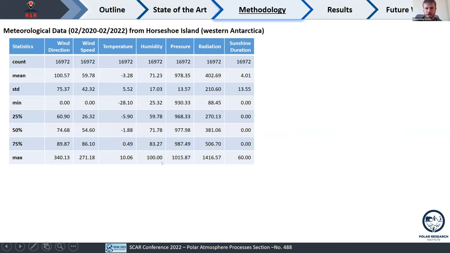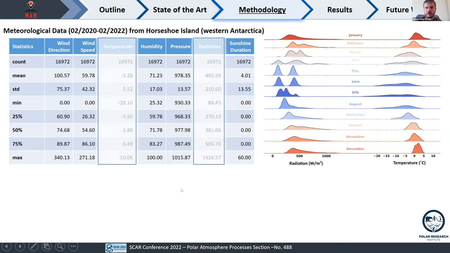And here are some descriptive statistics for each parameter. If we go into temperature and radiation, for instance, as expected in the Antarctic summer, there is a good correlation between temperature and radiation, which have relatively higher values in these periods.